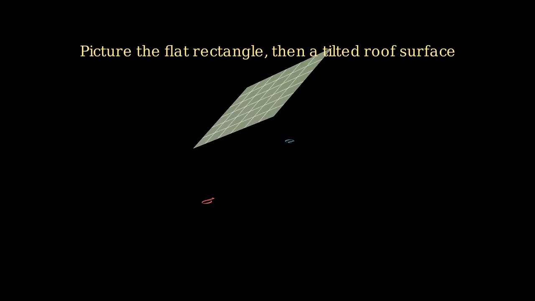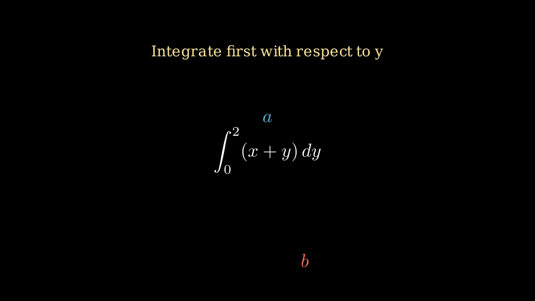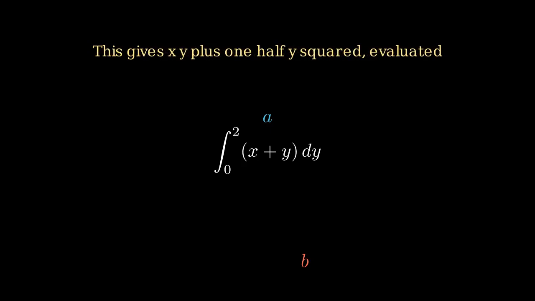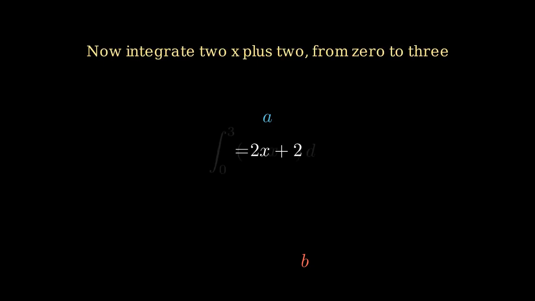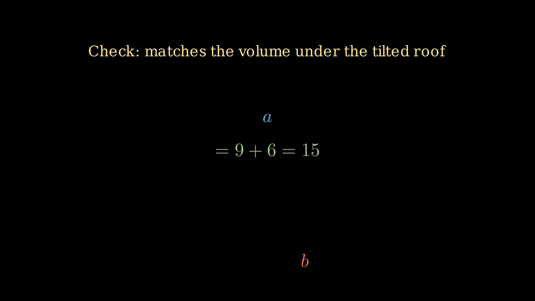We integrate first with respect to y, holding x constant, so the inner integral is the integral from 0 to 2 of x plus y dy. That inner integral evaluates to x times y plus 1/2 y squared, evaluated from 0 to 2, which gives 2x plus 2. Now we integrate this result with respect to x from 0 to 3, so we need the integral from 0 to 3 of 2x plus 2 dx. That evaluates to x squared plus 2x, evaluated from 0 to 3, which gives 9 plus 6 equals 15. As a check, this matches the volume we would see under that tilted roof shape sitting above the rectangle, confirming 15 is correct.